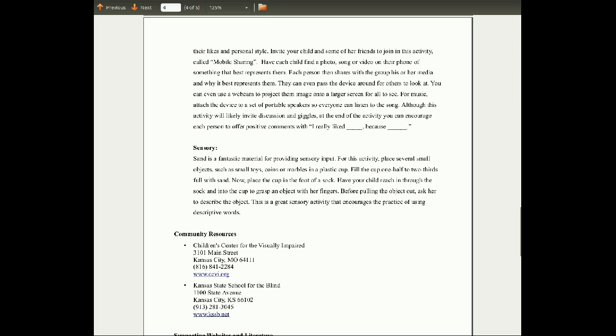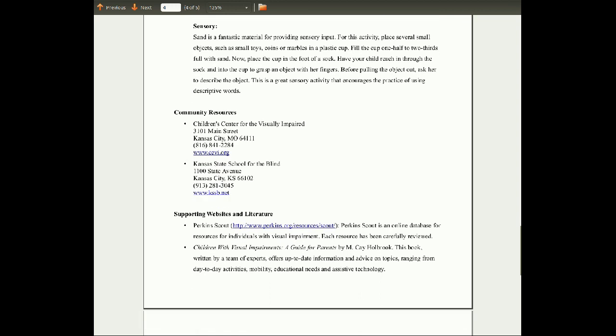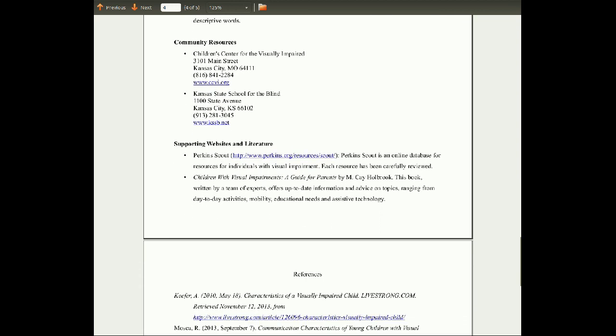Next up is community resources. In my area, in the Leavenworth County area, there is the Children's Center for the Visually Impaired in Kansas City, Missouri, and they offer a lot of resources for families with individuals with visual impairments. And the Kansas State School for the Blind in Kansas City, Kansas also offers a lot of resources. Online, you can check out Perkins Scout. It's an online database for resources for individuals with visual impairment. Each of the resources has been vetted, meaning it's been carefully reviewed.